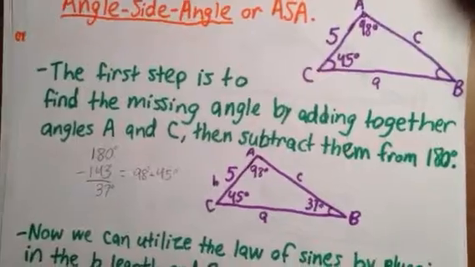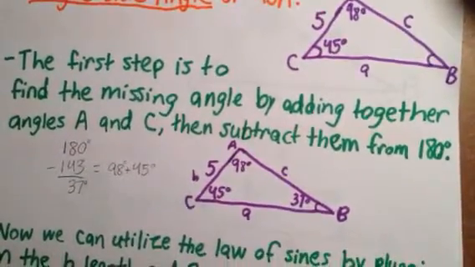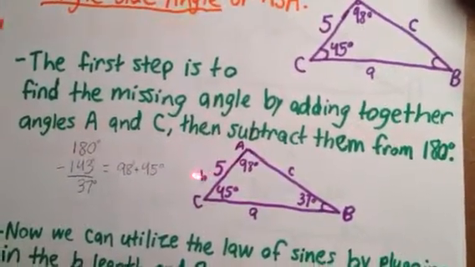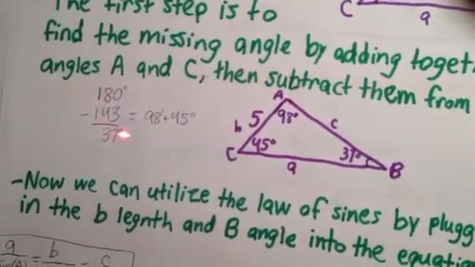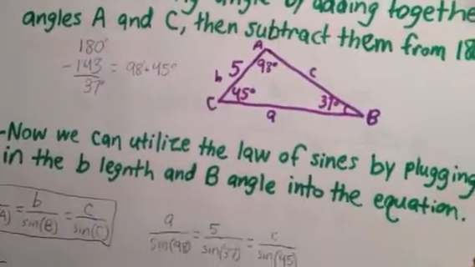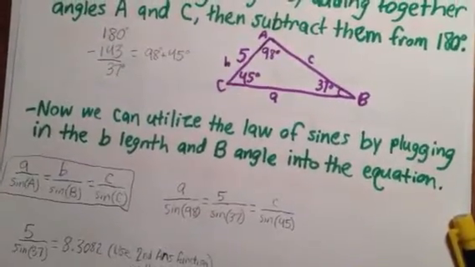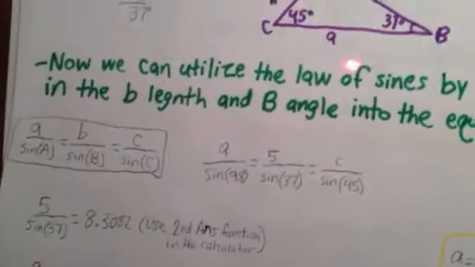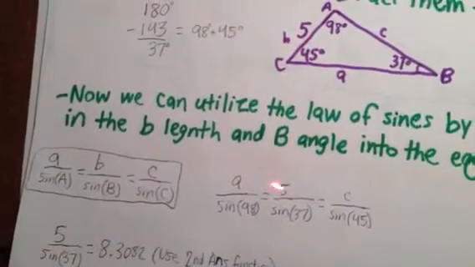The first step is to find the missing angle by adding together angles A and C in this case, and then subtracting them from 180. So I added them together, subtracted them from 180, and then put that angle in over there. Now we can utilize the law of sines by plugging in the b length and the B angle into the equation, which I did there. I brought that down there, and I brought the length of 5 down there.